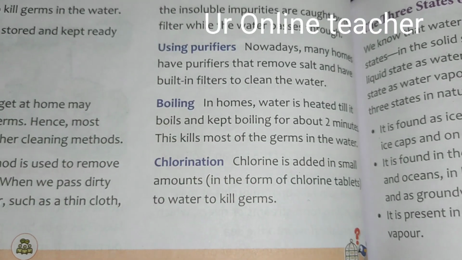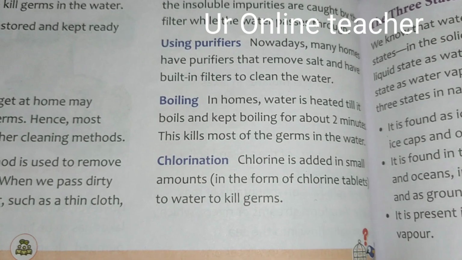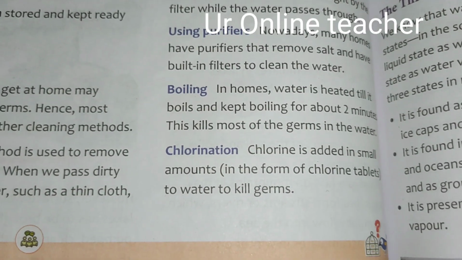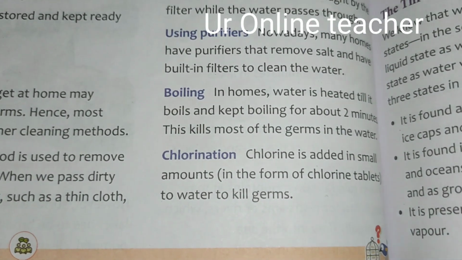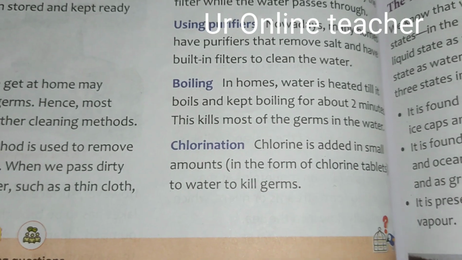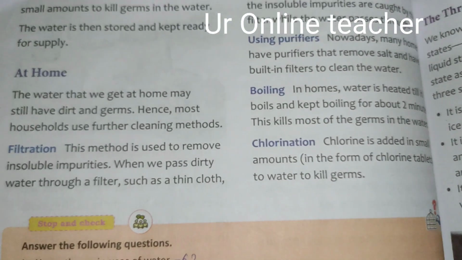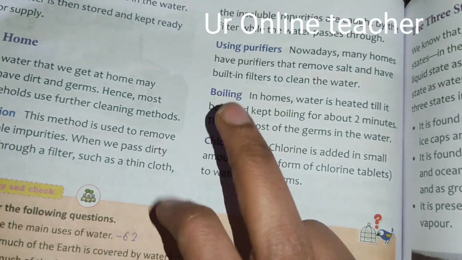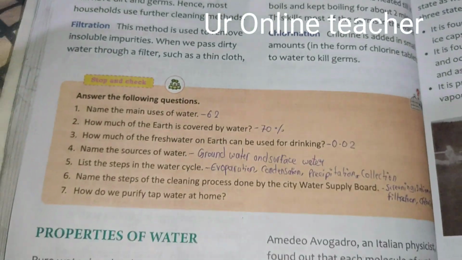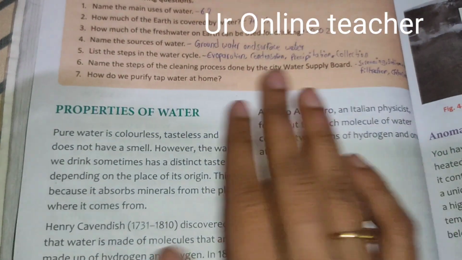Now so many homes have purifiers that remove salt and have built-in filters to clean the water, or we can just boil the water for about 2 minutes so that all the germs will be killed. Even chlorine is added in small amounts to kill the germs. The best is boiling.